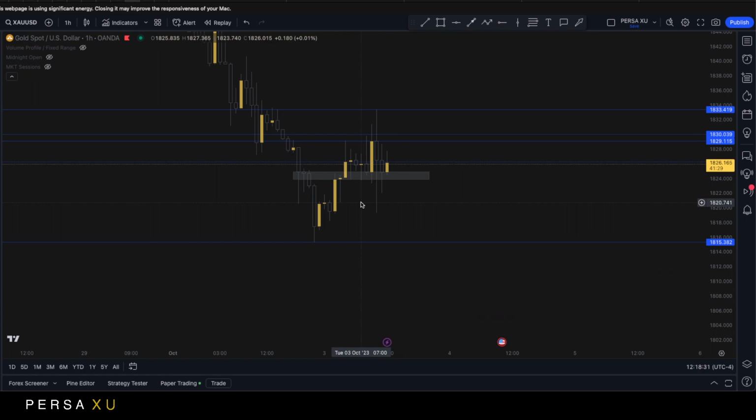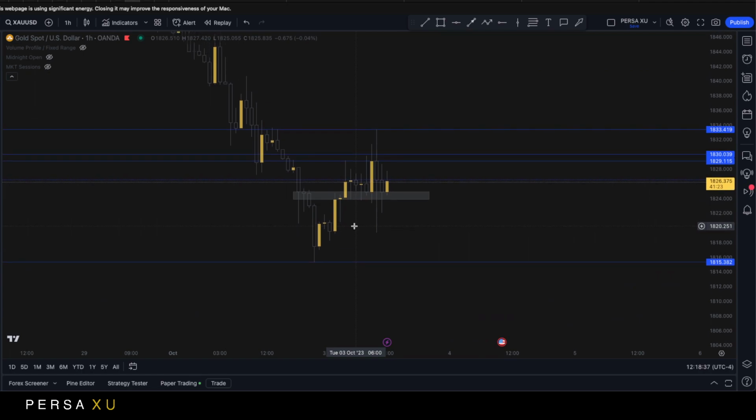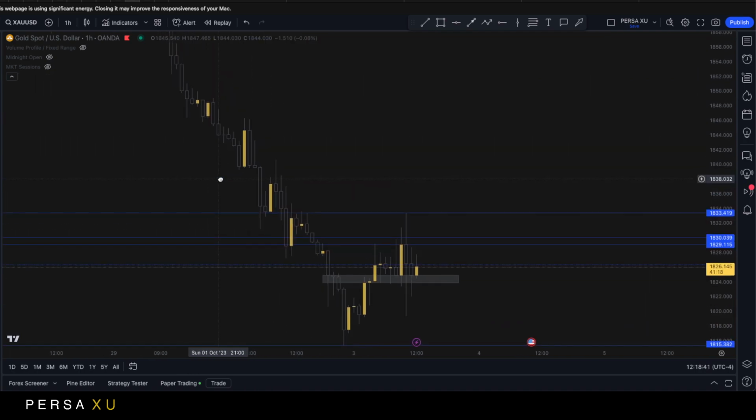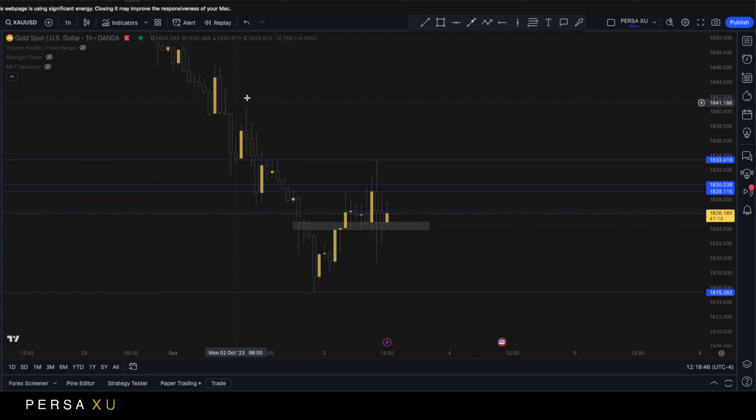That's also another topic of this video. Why and when are we looking for those wicks? Well, we had been coming down, so the wicks would make sense on the upside. Like this big wick, this one, right?